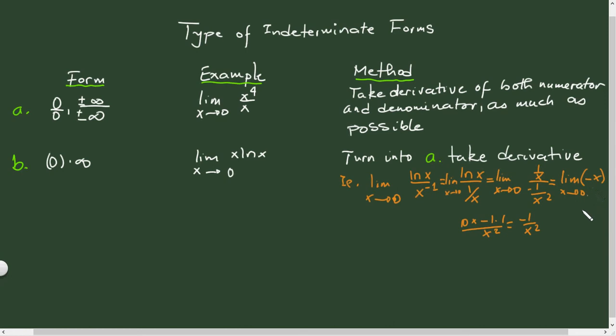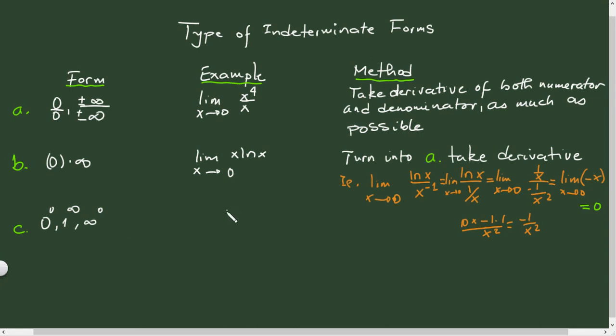And then as you see, the limit at this step here will be equal to 0. Okay, so now the other type will be when you get 0 to the power 0, or 1 to the power of infinity, or infinity to the power of 0. Those are other types of indeterminate forms.